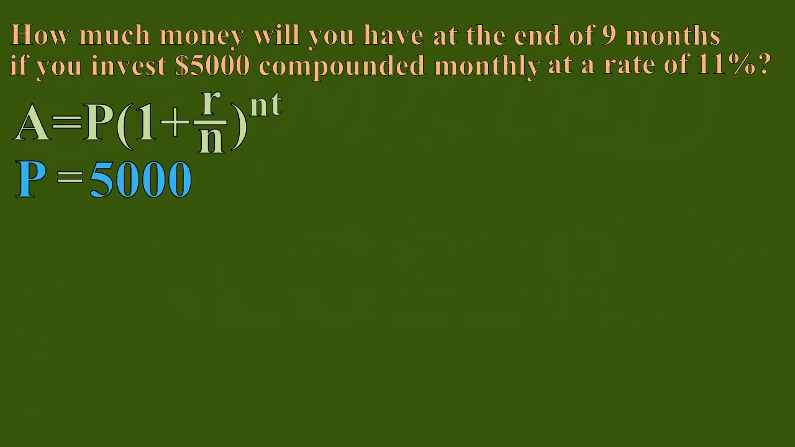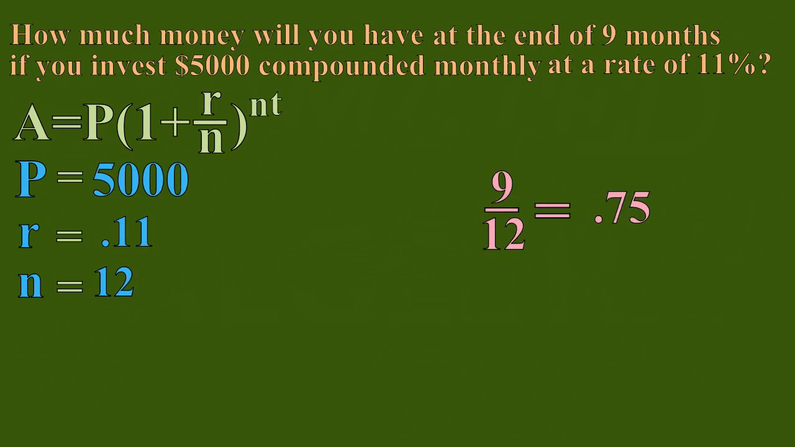Our P is 5,000. R is 11%, written as a decimal, 0.11. Since the interest is compounded monthly, our N will be 12 because there are 12 months in a year. T is the number of years the money will be invested. Our T is only 9 months. It's not a full year. 9 is 3/4 of 12, meaning 9 months is 3/4 of a year. We will use the decimal equivalent of 3/4, 0.75, for our T.